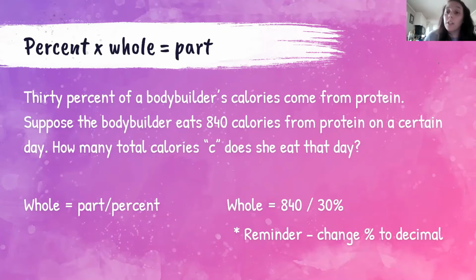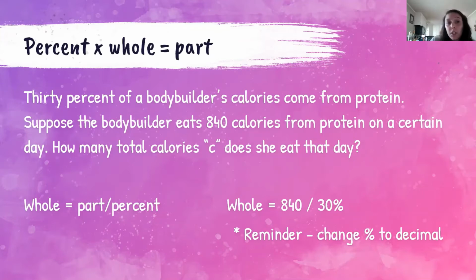Going over the opening question, or first example, it says 30% of a bodybuilder's calories come from protein. Suppose the bodybuilder eats 840 calories from protein on a certain day. How many total calories does she eat that day?